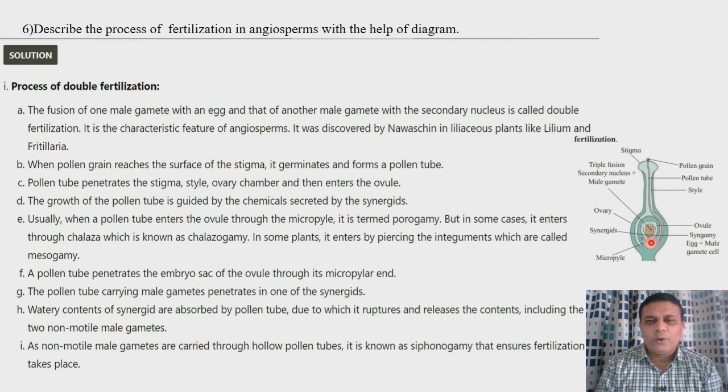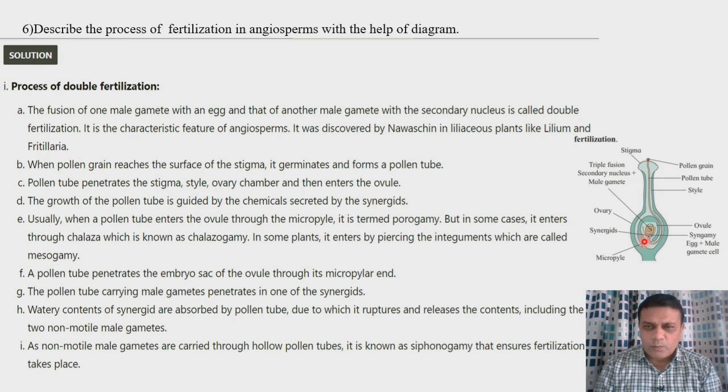Generally the pollen tube enters inside the ovule through the micropyle. The growth of the pollen tube is guided by the chemicals secreted inside the synergids. When it enters through the micropyle, this phenomenon is called porogamy. But sometimes it may enter through the chalaza, then it is called chalazogamy. Sometimes it enters through the integuments, and it is called mesogamy.